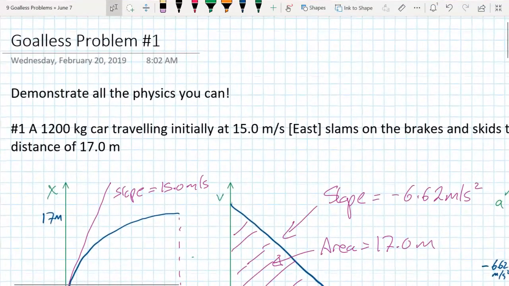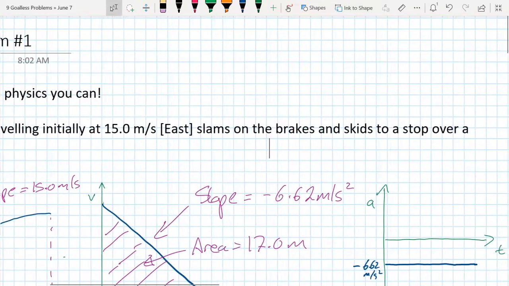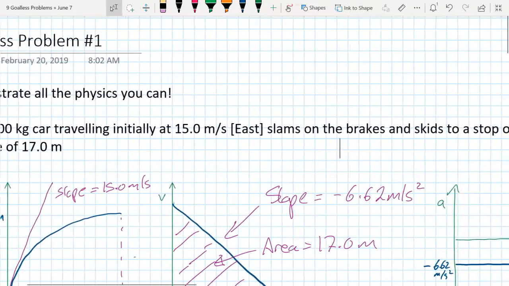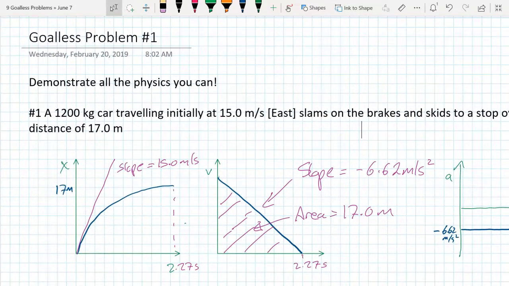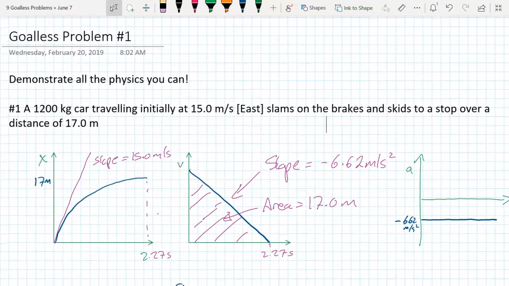A 1,200 kilogram car is initially traveling at 15 meters per second east, slams on the brakes, and skids to a stop over a distance of 17 meters. There's no question there. I'm not asking you to solve for anything. I'm just giving you a scenario, and your job is to demonstrate all the physics you can.